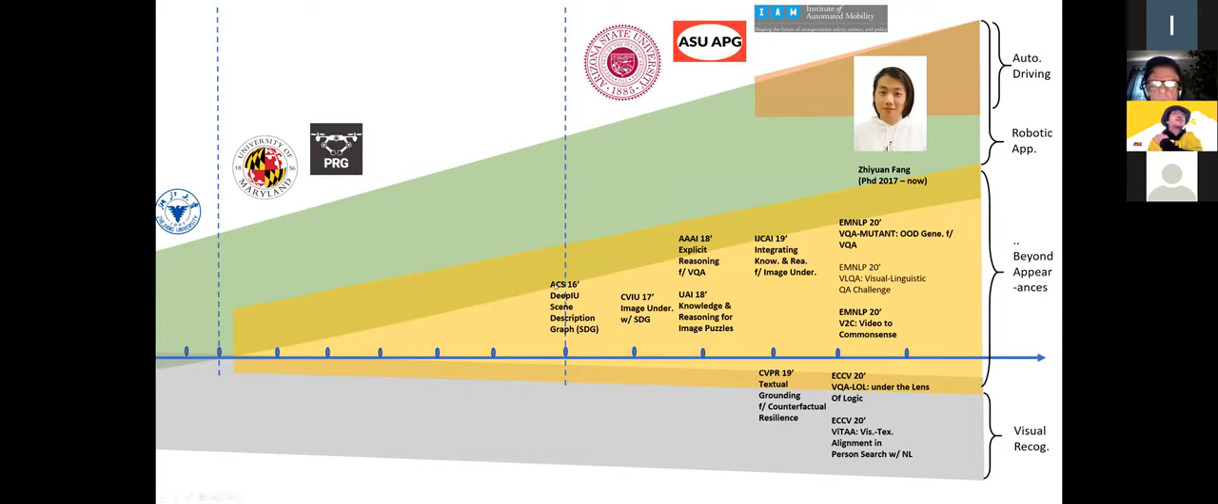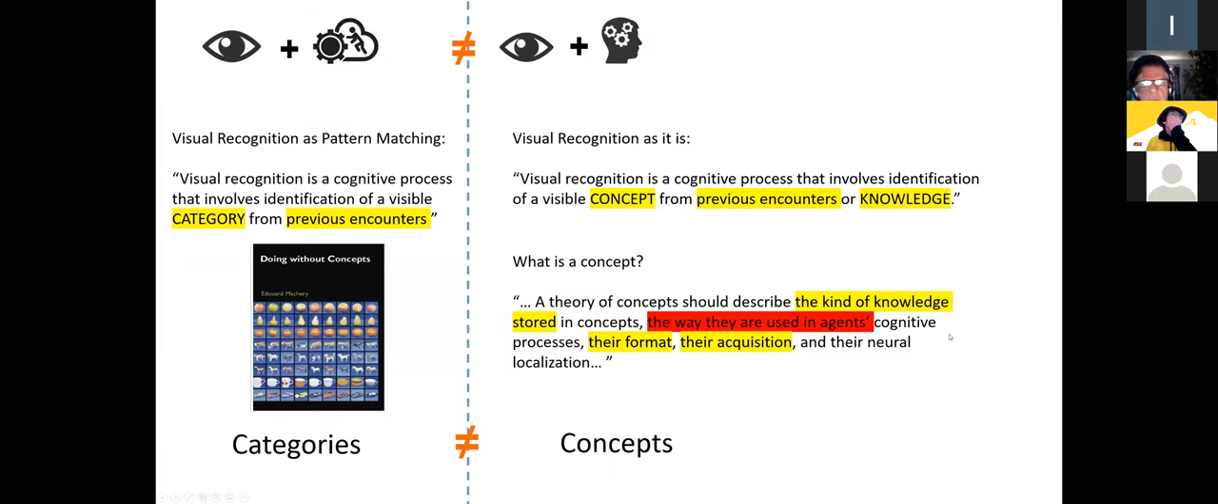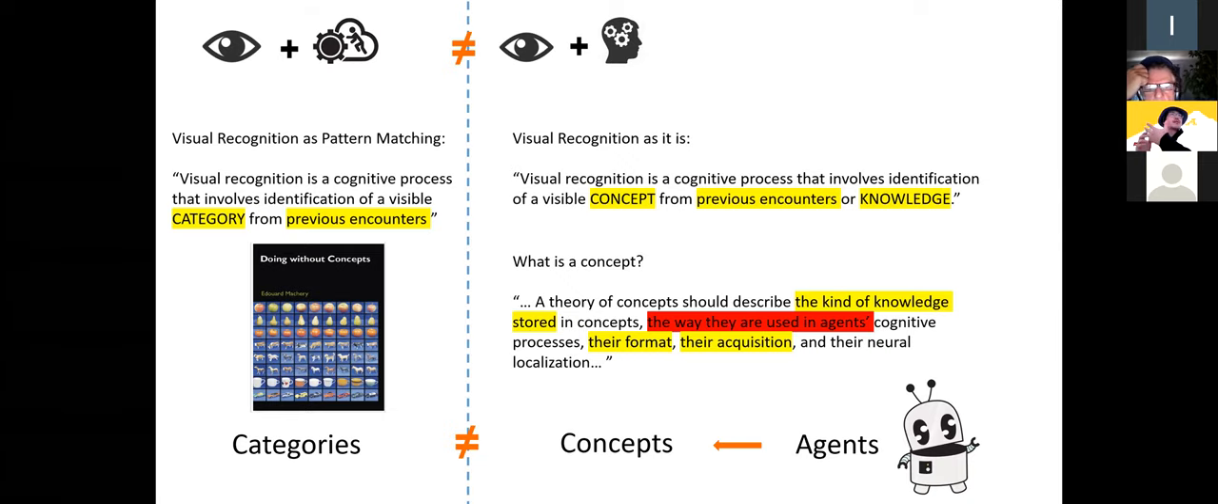As I said, most of the work that I want to talk about today is lying in the yellow part, which is visual recognition beyond appearances. All right, so we talk about categories, it's not concepts, and how to augment, how to distill knowledge, how to use explicit knowledge representation, how to distill implicit knowledge representations in models. But there is also this highlighted definition. There is a flavor of agents here, right? So what does it mean, visual recognition beyond appearance in an agent's view? So I'll give you guys a quick example as well.